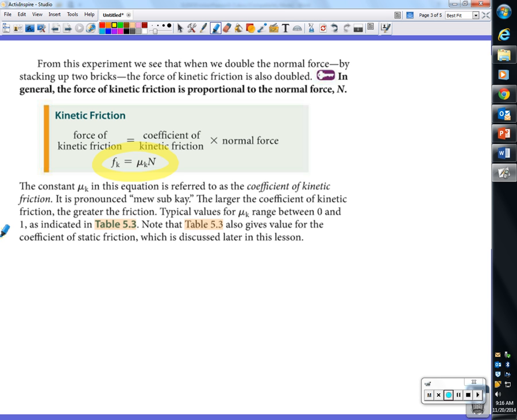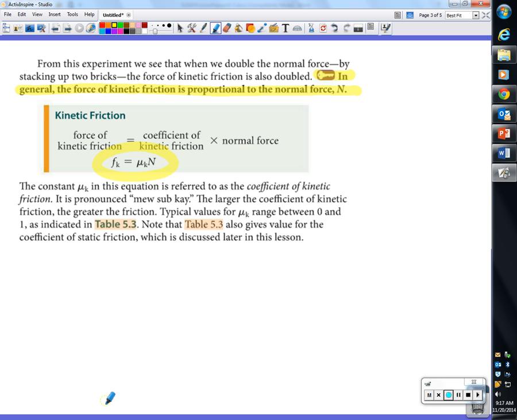So, key points that we just discussed from the picture. In general, the force of kinetic friction is proportional to the normal force. That's a direct relationship. That equation that I have circled and highlighted represents that direct relationship. F sub k on the left-hand side, N representing normal force on the right-hand side. But there's a third term in that equation.